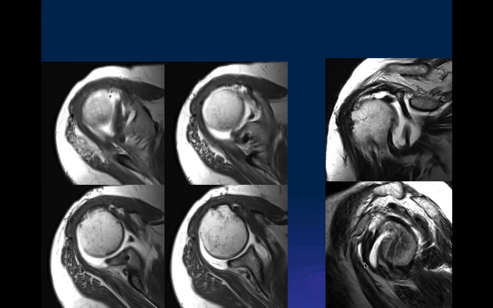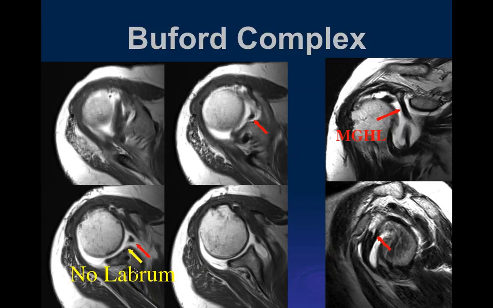So, Max, what do you think this is? What kind of anatomy would we call that? Well, I mean, the middle glenohumeral ligament connecting to the subscapularis, you mean, or why it's thickened? But where's the labrum? Well, it's absent. There's fluid between the labrum and the bone, so I would presume there's a fracture of the anterior labrum. Well, actually, no. This is a variant, Buford complex. Yeah. So this is called the Buford complex.